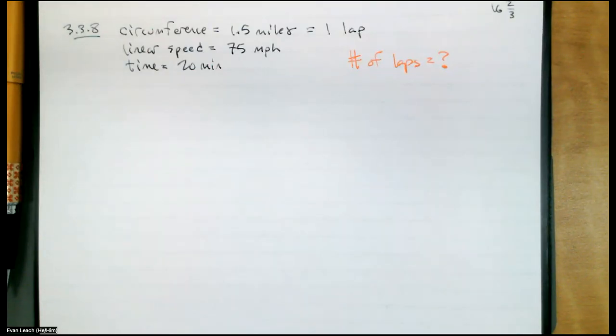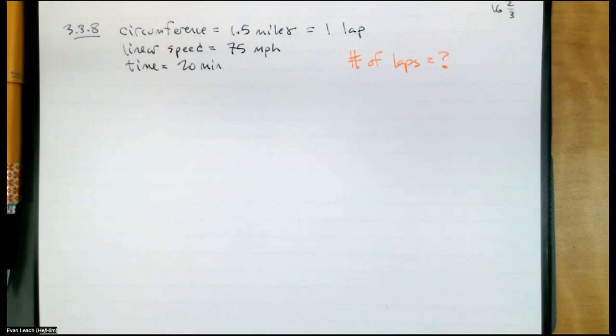Let's do some more problems. In section 3.3, problem number 8, we have a car driving around a circular track, which is weird, but fine. The circumference of the track is 1.5 miles. So 1.5 miles is equal to 1 lap.